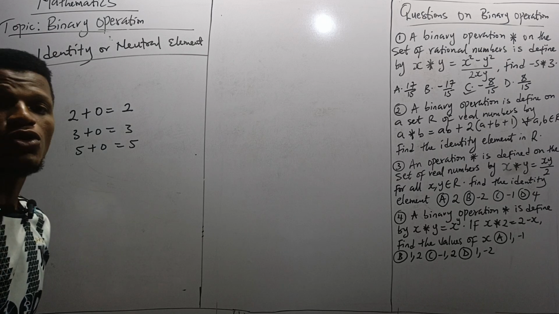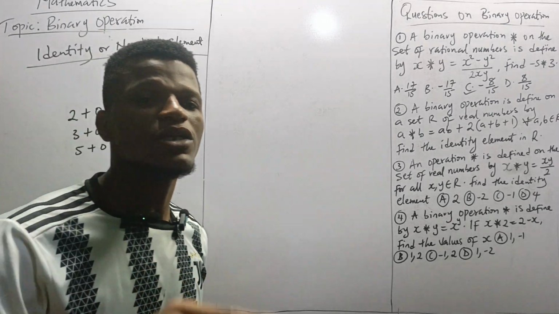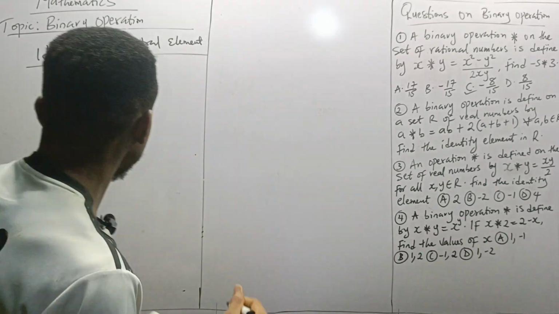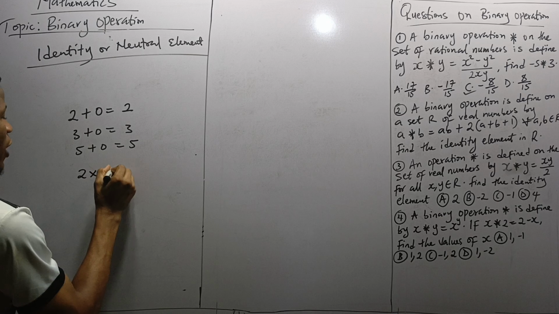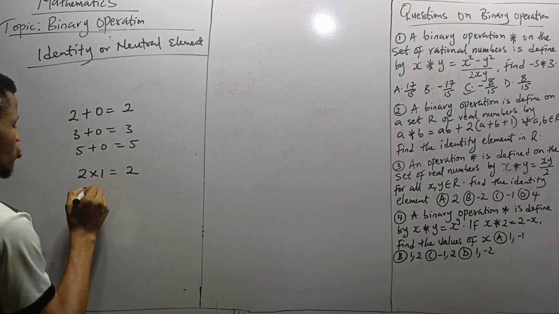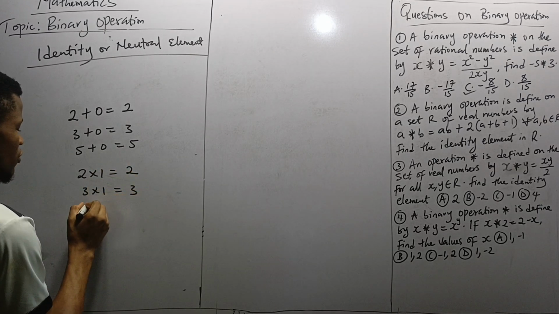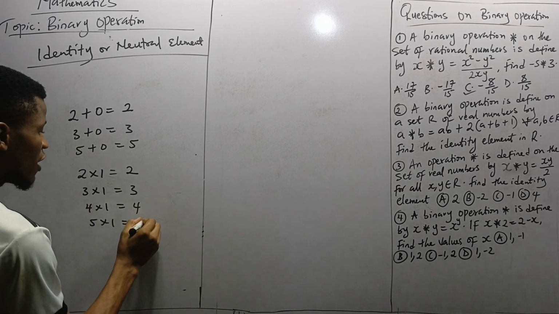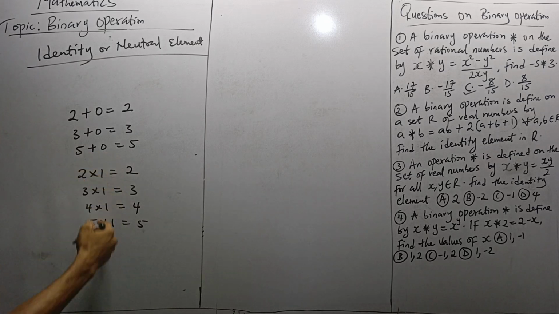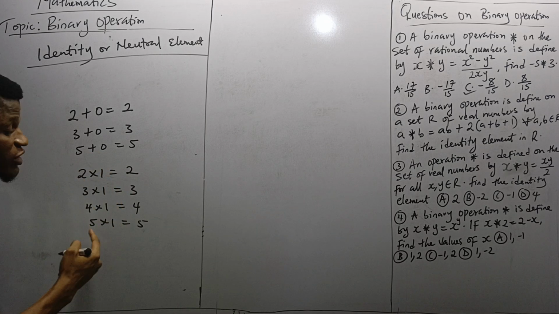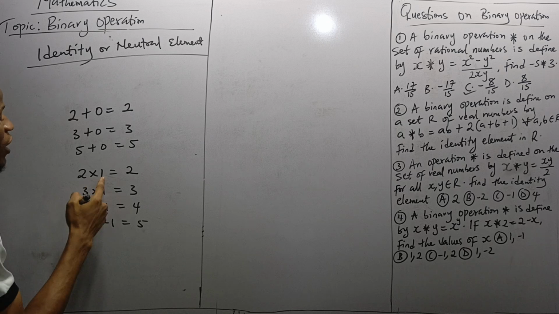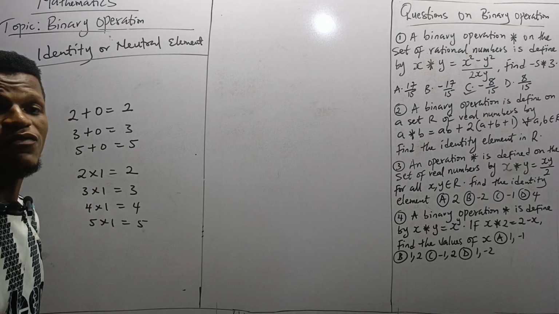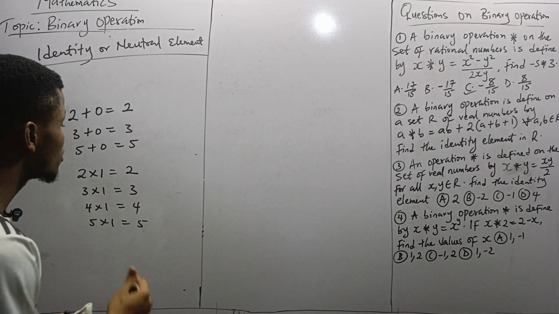Then in multiplication operation, the neutral or identity element is 1, because so far as multiplication is concerned, 1 has no effect. 1 is neutral. For instance, 2 times 1 is going to give us 2, 3 times 1 is going to give us 3, 4 times 1 gives 4, 5 times 1 gives 5. So you can see that in multiplication operation, 1 has no effect, so 1 is the neutral element. Whenever 1 is combined with any of the elements in multiplication operation, it doesn't affect the number in any way. It still remains the same value.